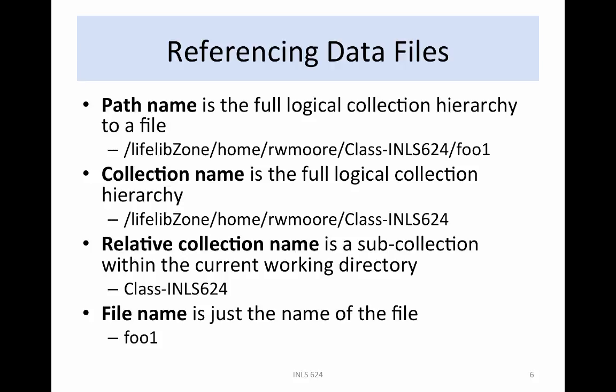A relative collection name is a subcollection within the current working directory. As you move between subcollections, the data grid automatically resets the current working directory. For this example, a relative collection name is class INLS 624. A file name is just the name of a file. In this example, the file name is foo1.